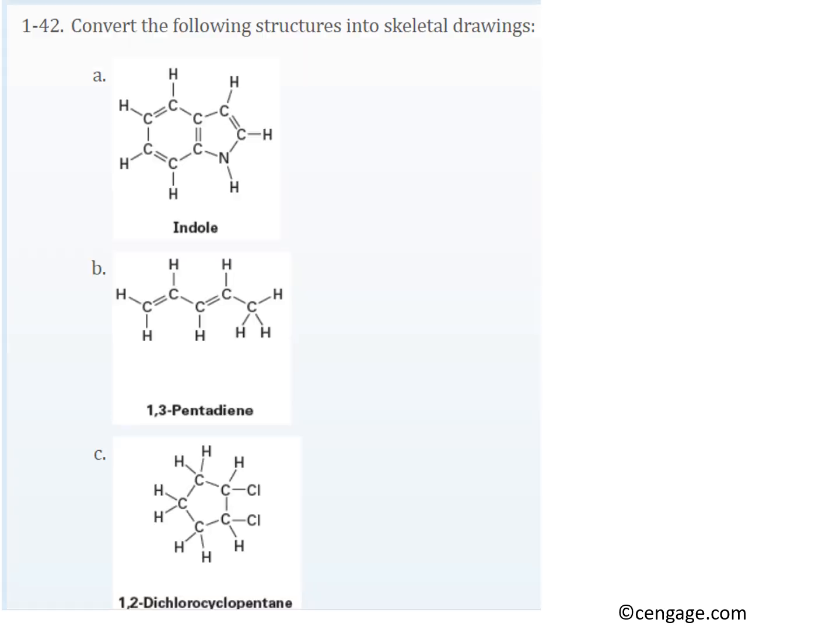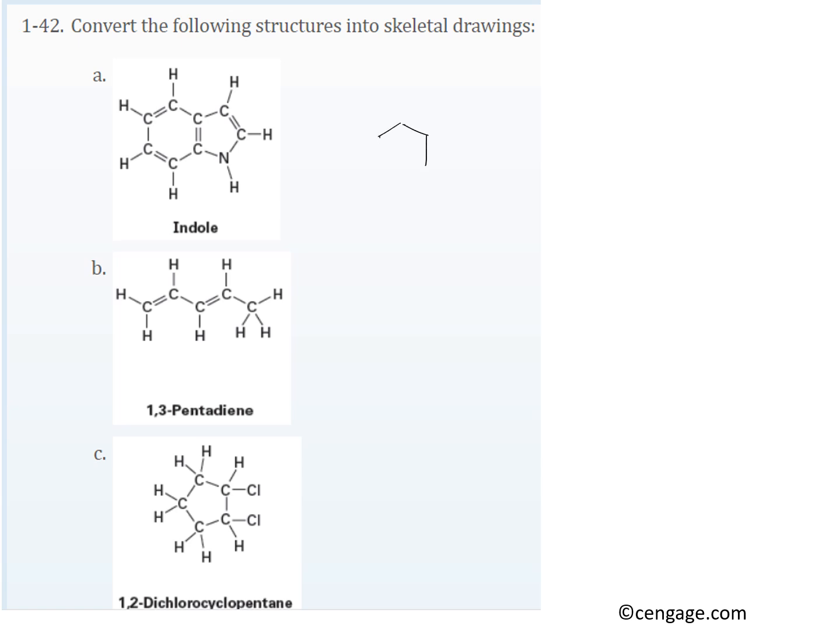Okay, so let's do another problem here. Problem number 1.42 from your textbook. It's asking you to convert the following structures into skeletal drawings. Remember that carbon atoms and hydrogen atoms on the carbon need not be shown, but any other atom like the nitrogen and the hydrogen bonded to the nitrogen needs to be shown. Okay, so let's try to do that.